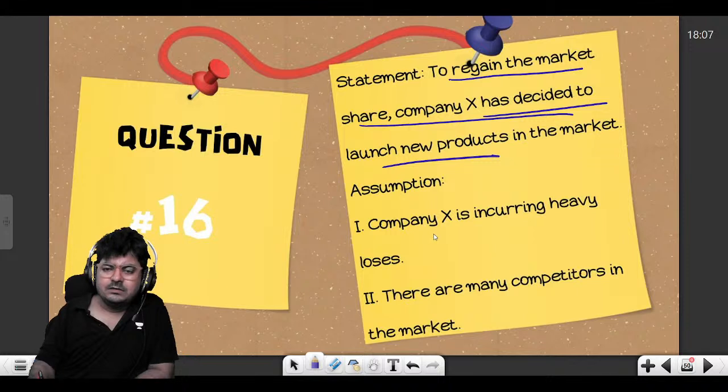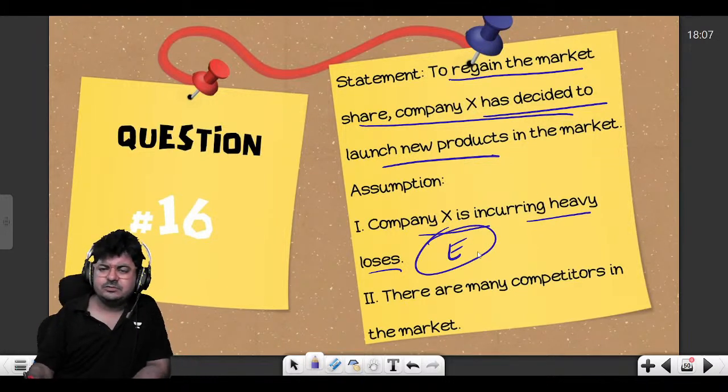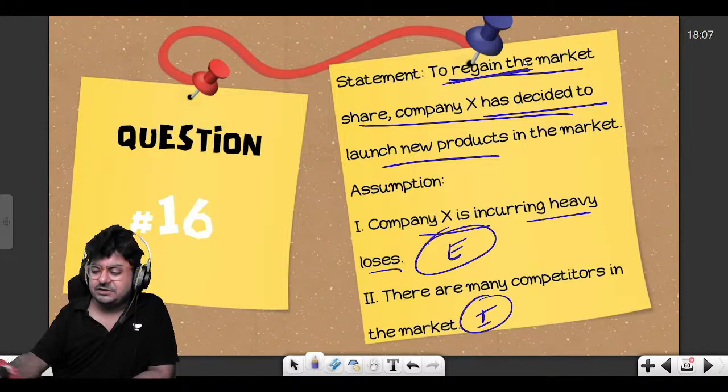Okay. Company X is incurring heavy losses. Is it given in the statement about the losses or profit or something? No. So it is not related to the statement. So explicit हो गया definitely. Second, there are many competitors in the market. That's true. That's why they want to regain the market share.